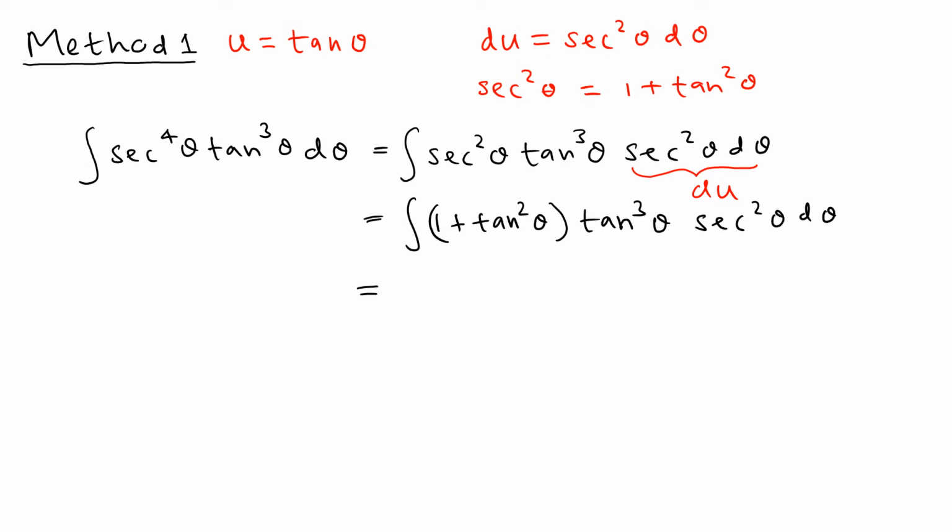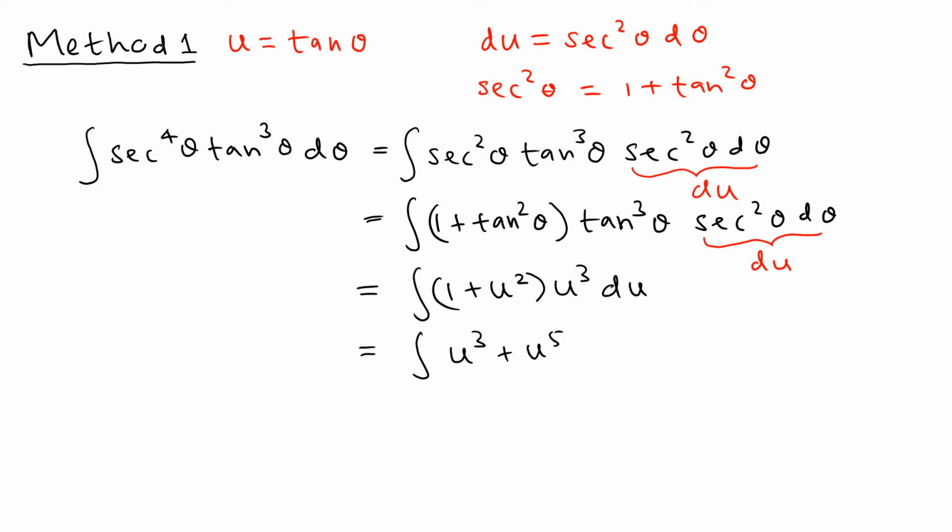Now we can substitute. Since tan equals u, this becomes 1 plus u squared, and then we have u cubed, and secant squared theta d theta is simply du. Now you can see this is a simple integral in terms of the variable u. So you can integrate this one. But before we integrate, we have to distribute. There is no product rule for integrals. So we write this as u cubed plus u to the 5th du.